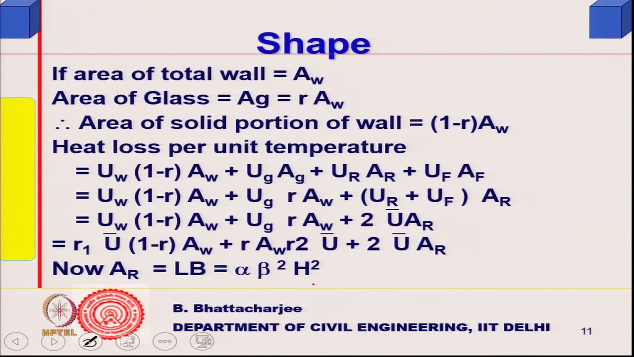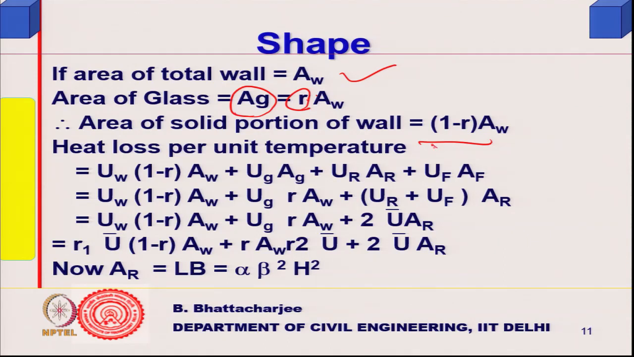So, let us say the total area of the wall is AW, and the area of the corresponding glass is AG. Then we write it as a ratio, AG equals R AW. This is just a ratio of the proportion of the glass in the total wall area, proportion of the glass in the total area. So, the area of the solid portion is (1 minus R) into AW, AW is the total area.